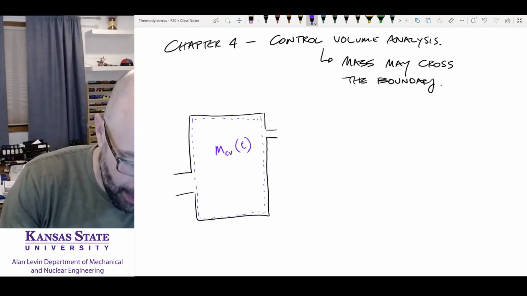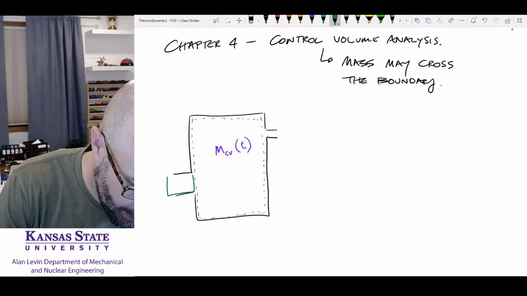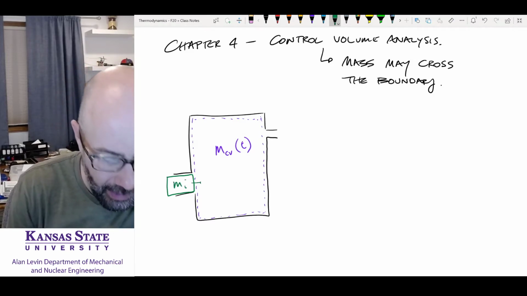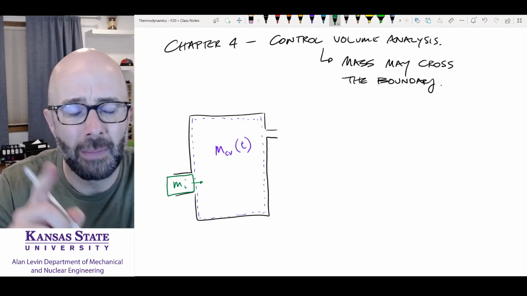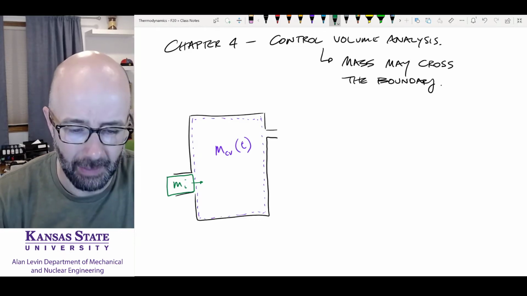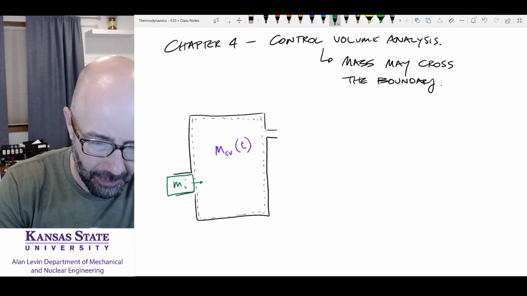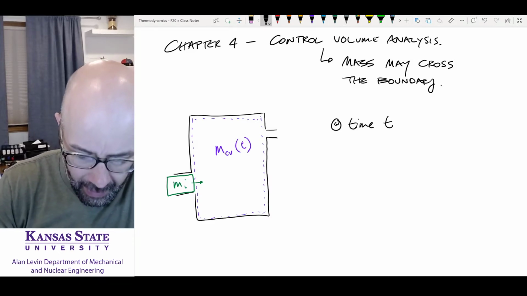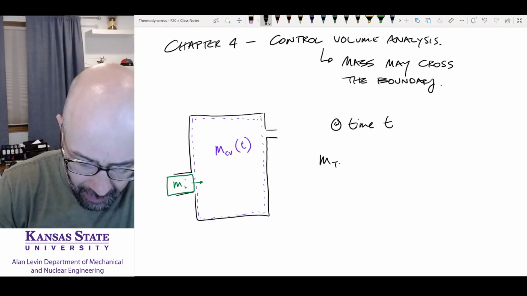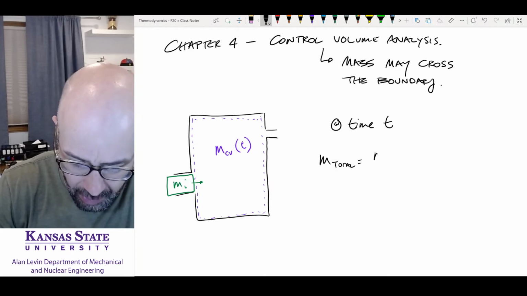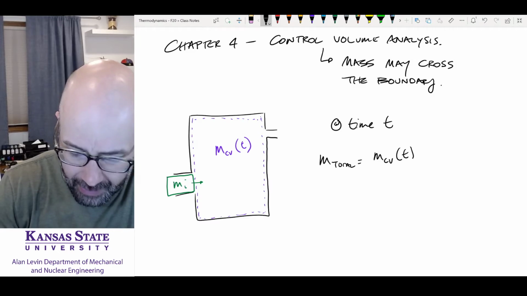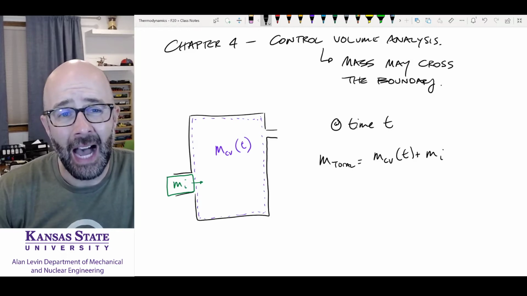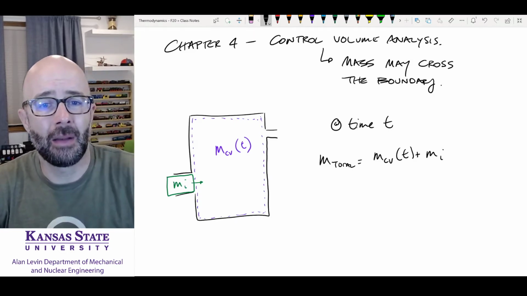And I'm going to put in some mass. Okay, this is going to be my mass coming in. Okay, this mass is going to come into this control volume. So I want to look at both these things, both the purple and the green here. I'm going to watch that. So at time t, what I have is my total mass that I'm looking at is going to be equal to the mass of the control volume at time t plus the mass coming in. That's what I'm looking at. And I want to time this until all of that mass comes into the control volume.